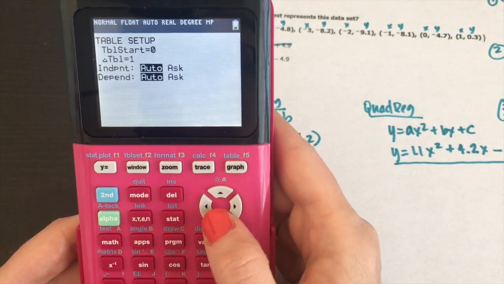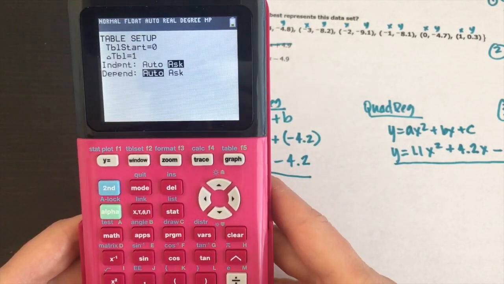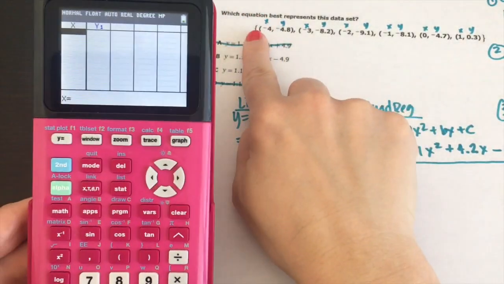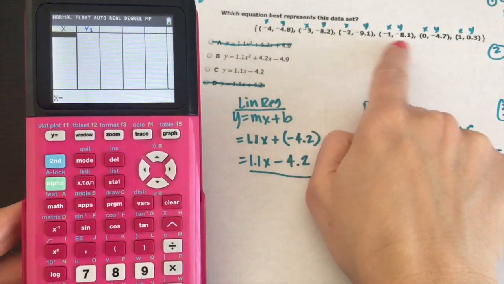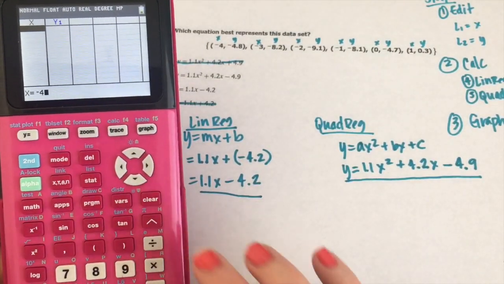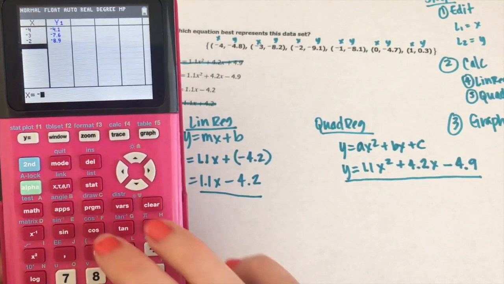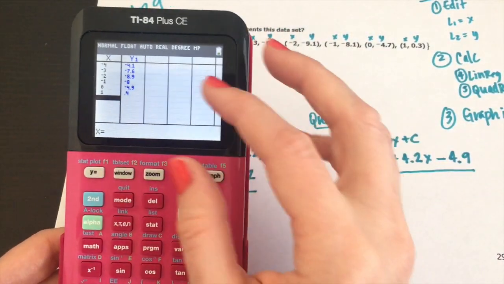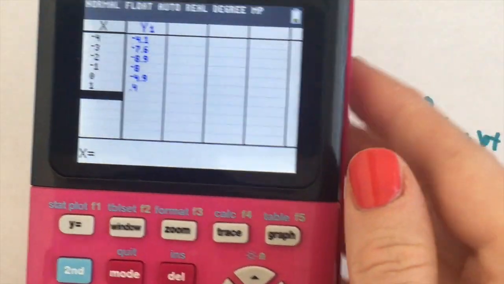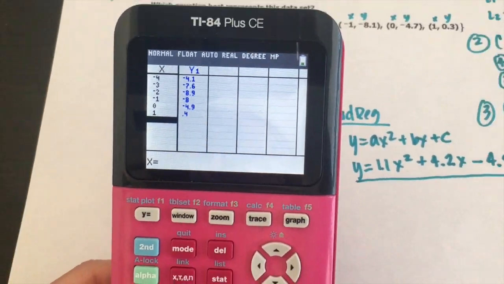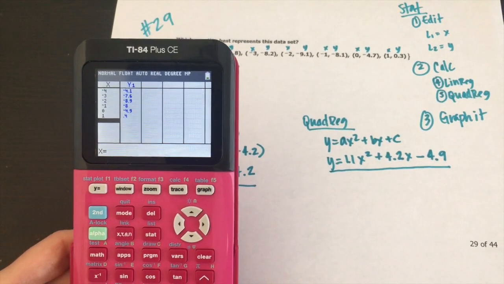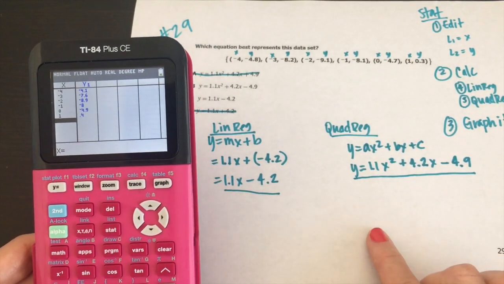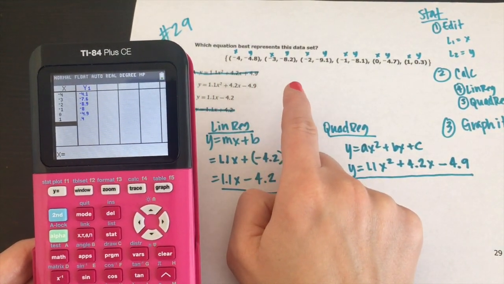Now let's do it again. Second table set, ask, second table. Now that's empty. What I can do here now is just put in the x's that we have listed. So it's -4, -3, -2, -1, 0, and 1. Now notice that the answers here are similar. Notice that they're similar, but slightly lower, for the most part, than the ones that were actually given. And again, this could be due to rounding.